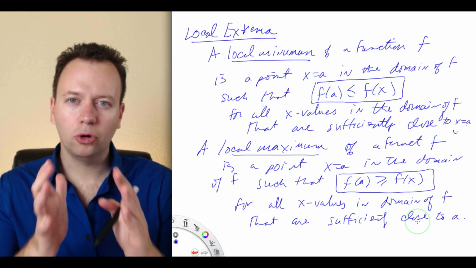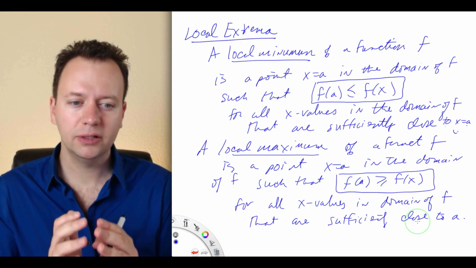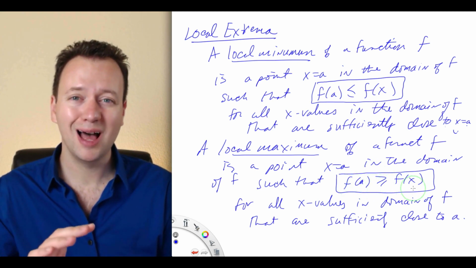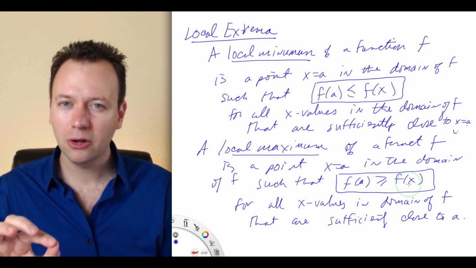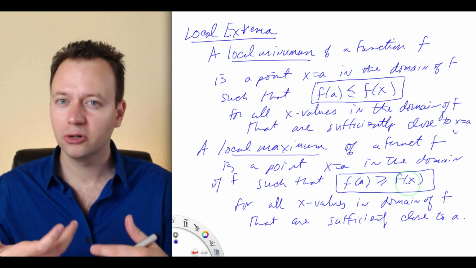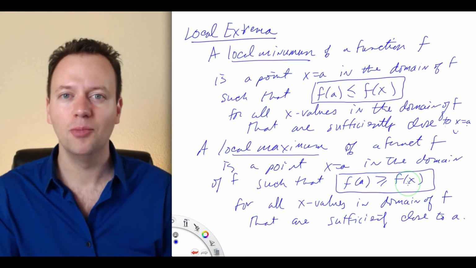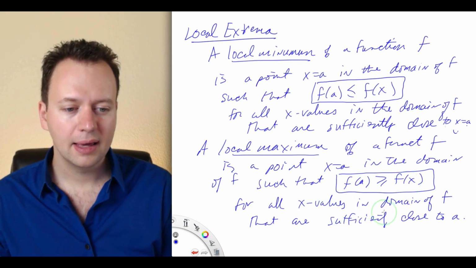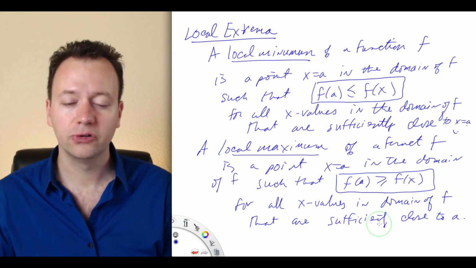So basically, if you're close enough to the point in question, the output at a will be greater than or equal to the output at any x value close to a, but still within the domain of f. Because remember, the outputs are not defined unless you're actually in the domain. So that's why that's an important caveat to add. All x values in the domain that are sufficiently close by.